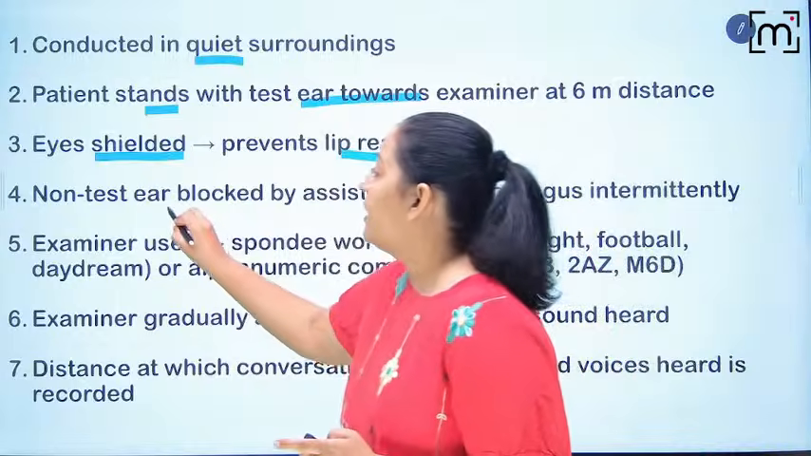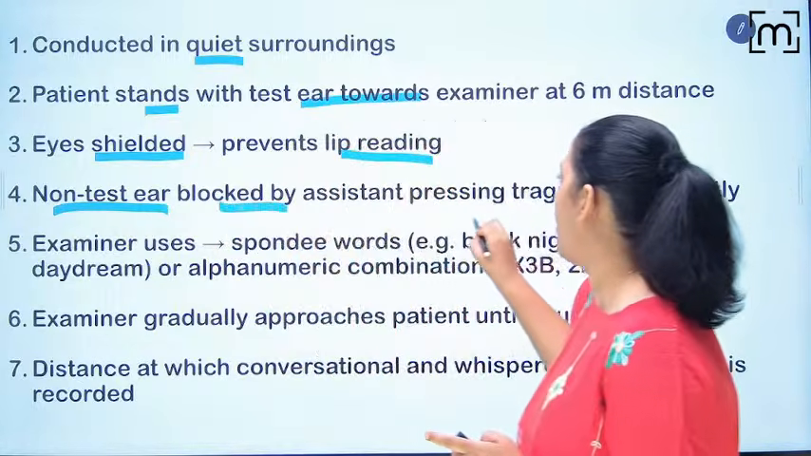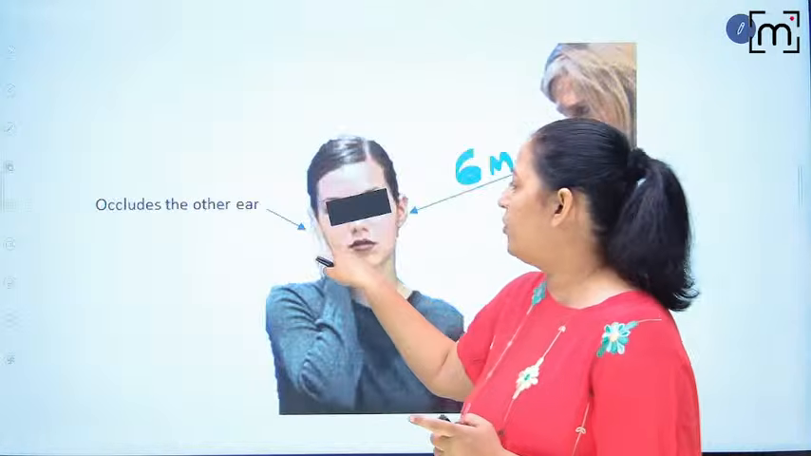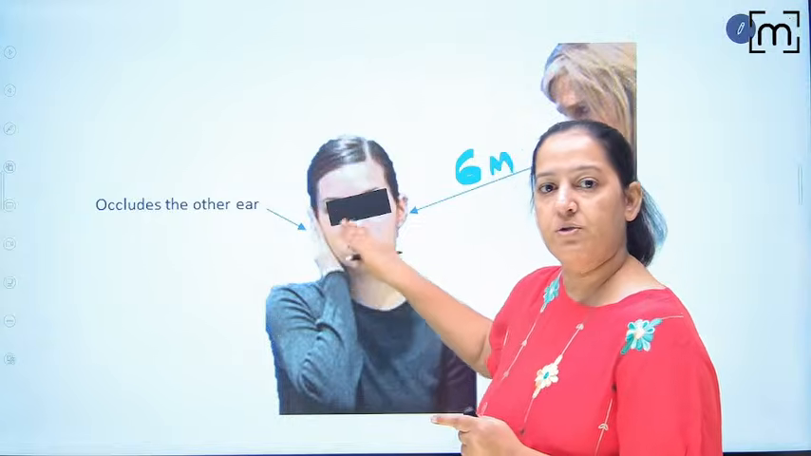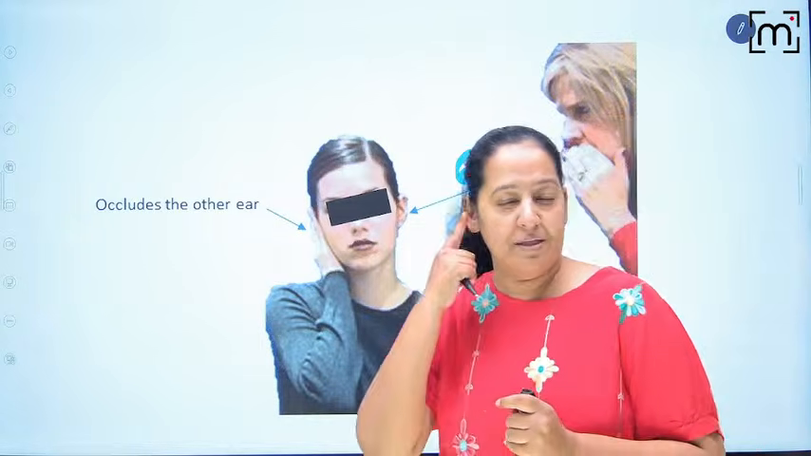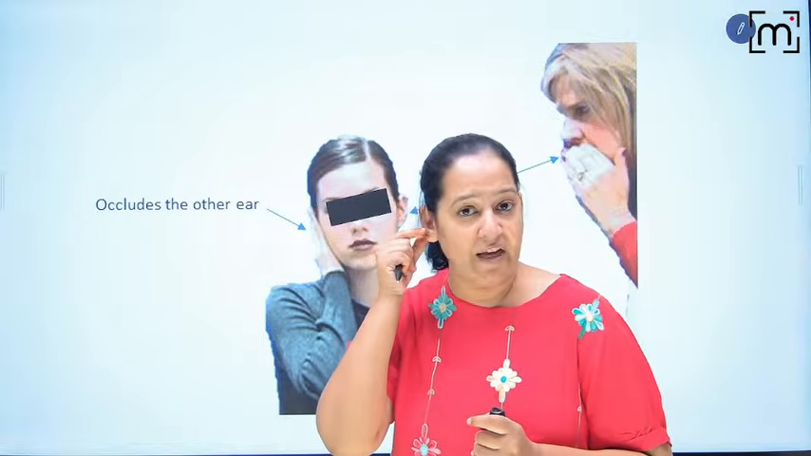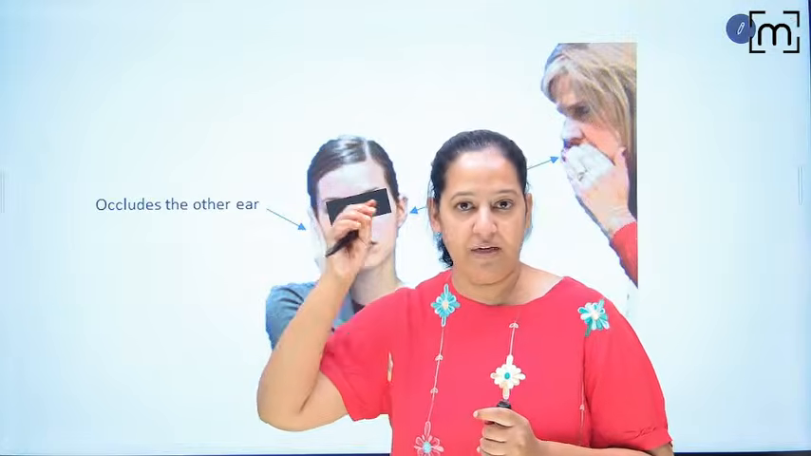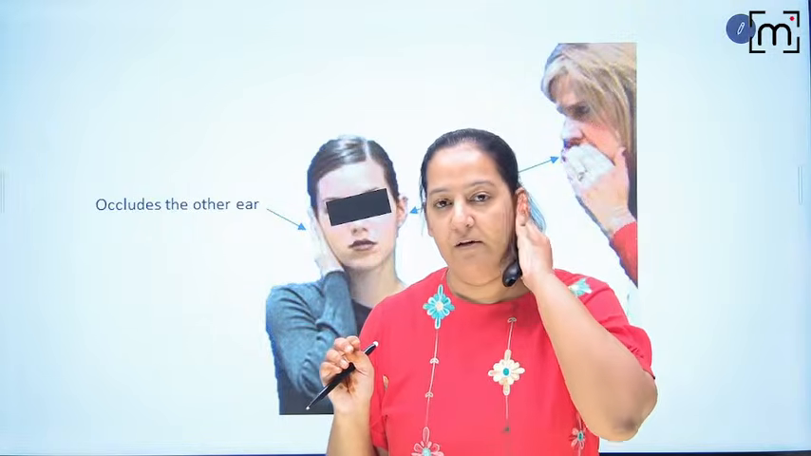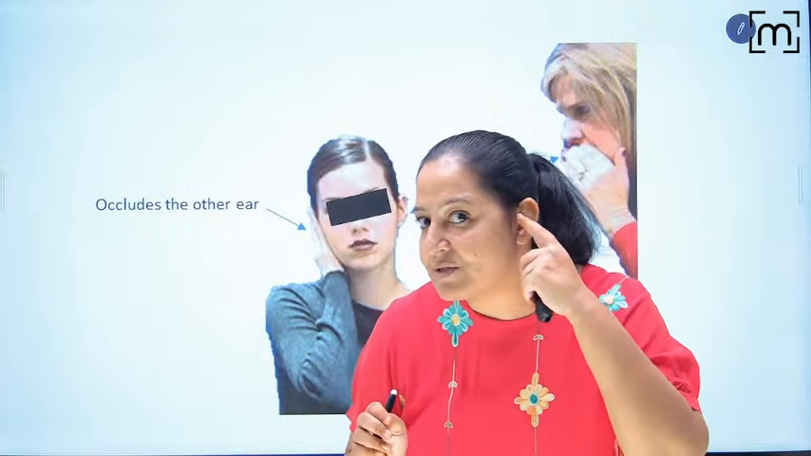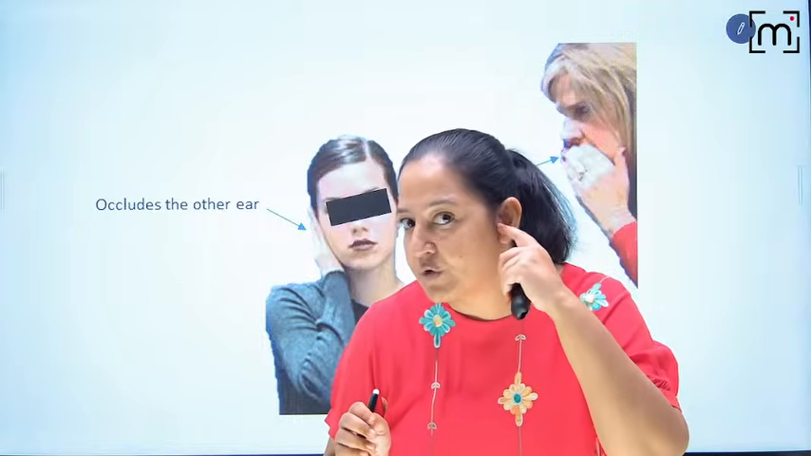After that, the non-test ear should be blocked by the tragus, so that there is better hearing. Suppose this is my defective ear in which the examiner wants to perform the test. So first I will block this other ear with my own hand. This is my tragus, the small curvature over here, a concavity.